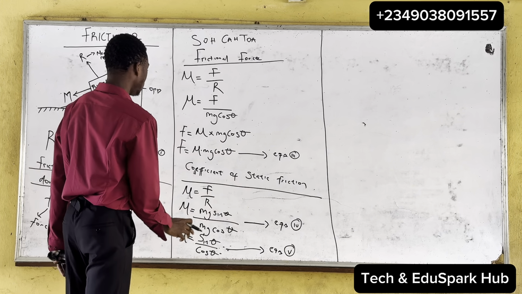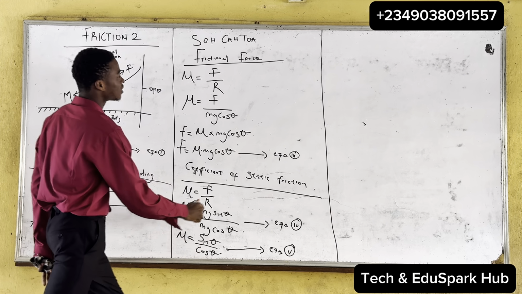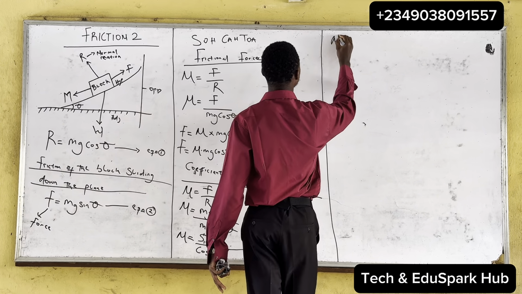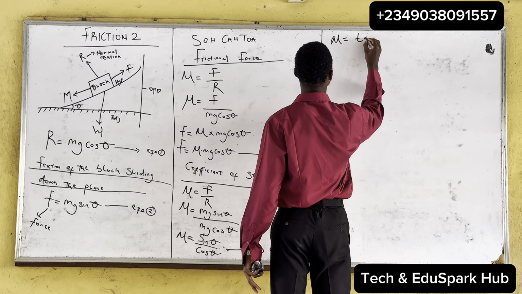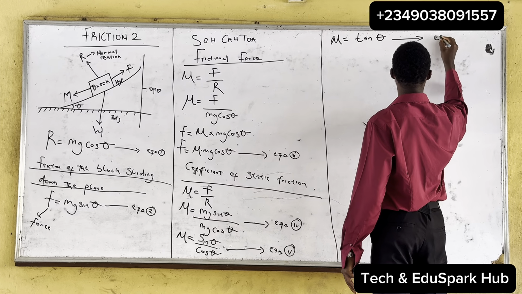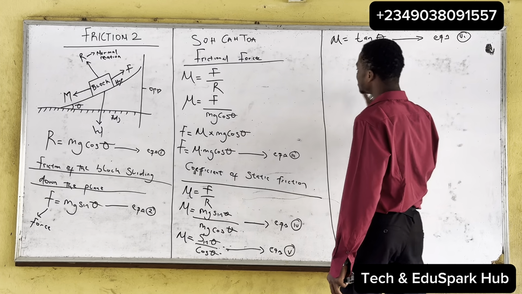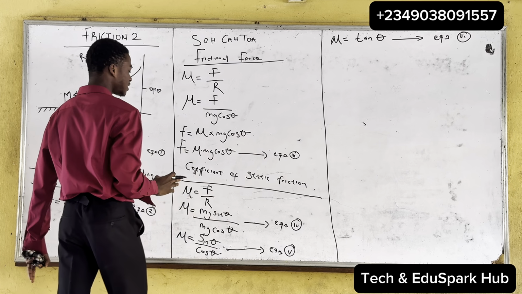And lastly, looking at the trigonometric relationship, when you have sin theta over cos theta, you have your coefficient of static friction, which is mu, to be equal to tan theta. So you can call this your equation 6. So these are formulas for coefficient of static friction.